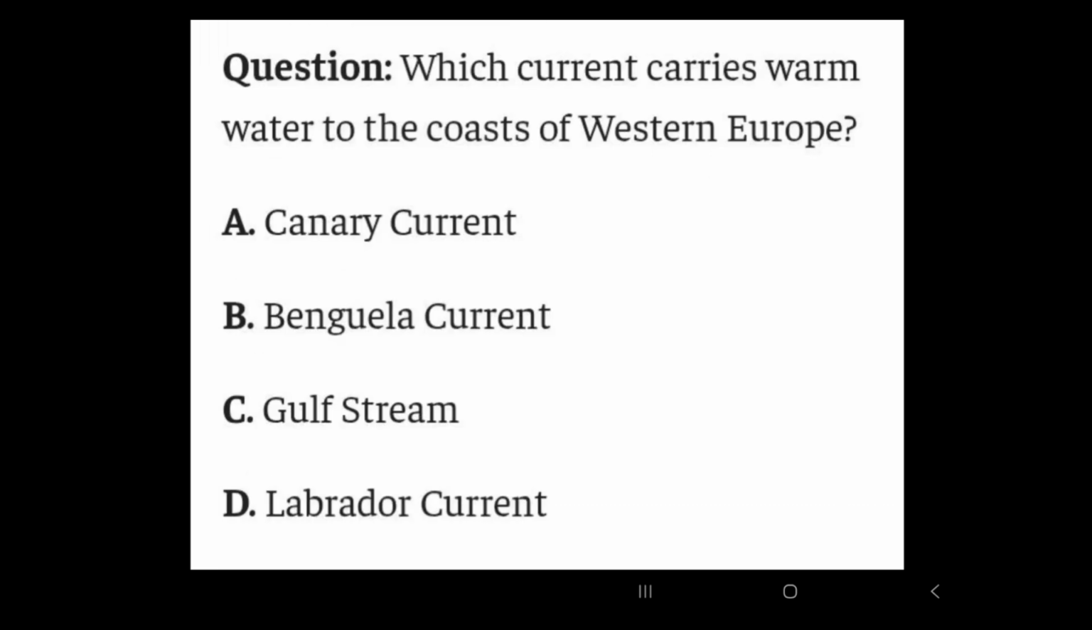Now come to the next question, asked in the 2017 UPSC CSE prelims. Which current carries warm water to the coast of Western Europe? And the options: Canary Current, Benguela Current, Gulf Stream, and Labrador Current. And the correct answer is Gulf Stream, because the Gulf Stream transports warm water from the Gulf of Mexico towards Western Europe, influencing the region's climate by making it warmer and wetter than it could otherwise be.